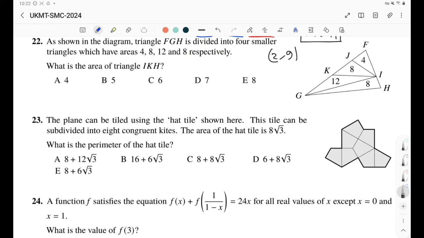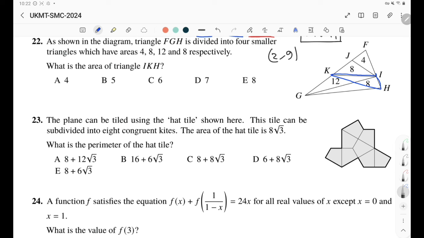In this question, we have a diagram. We have a triangle, and we have some points there, and they give us just the areas of these triangles, 4, 8, 12, and 8. They want us to find the area of IKH. IKH, that is this triangle.